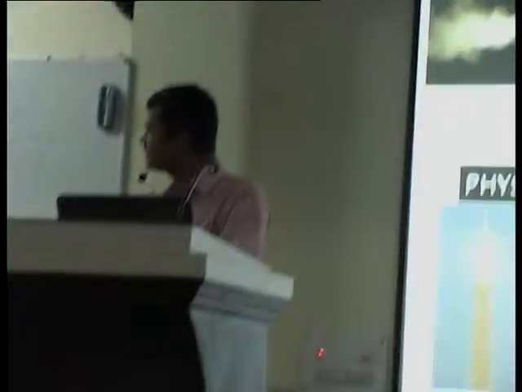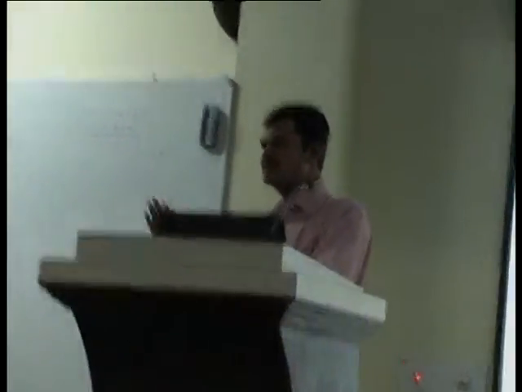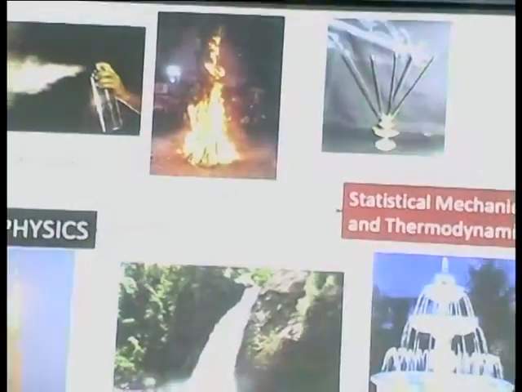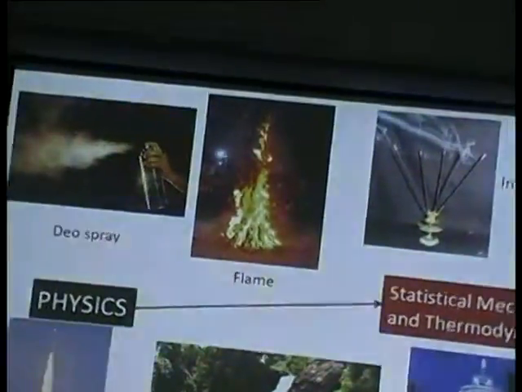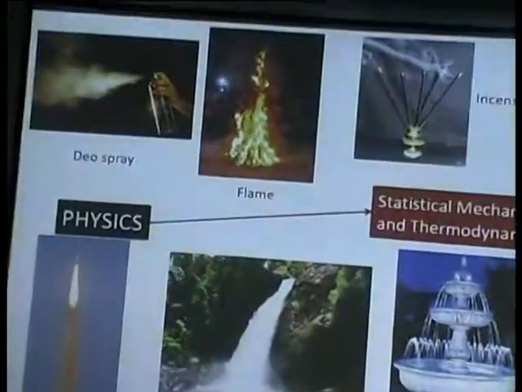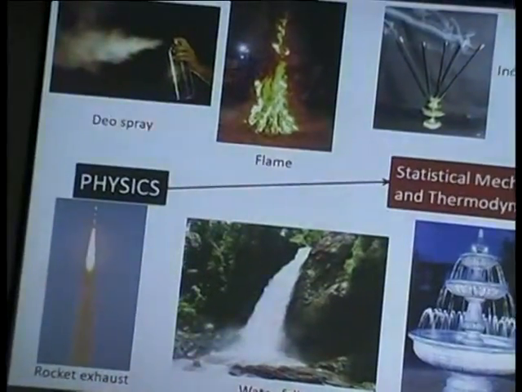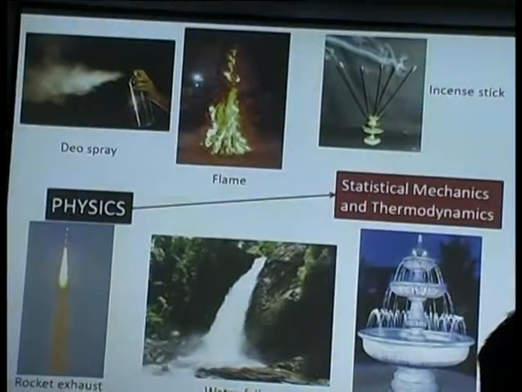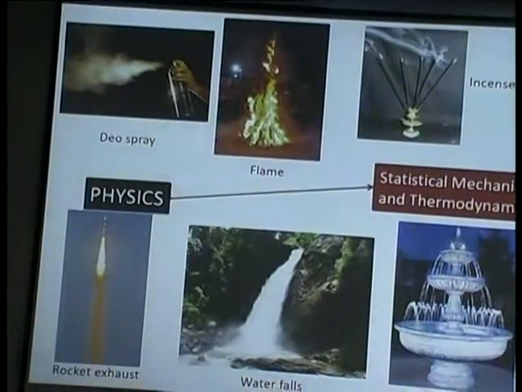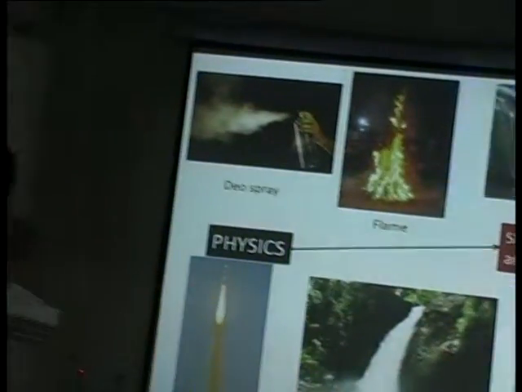When we light some combusting material, why does the flame always go up, and why does it have such an irregular structure? All these things come into the study of statistical mechanics and thermodynamics. Also the fountain: how does the water flow from these bulbs through the holes of these pipes? All these things come under statistical mechanics. Even rocket propulsion, how does the rocket move? That also comes under statistical mechanics.